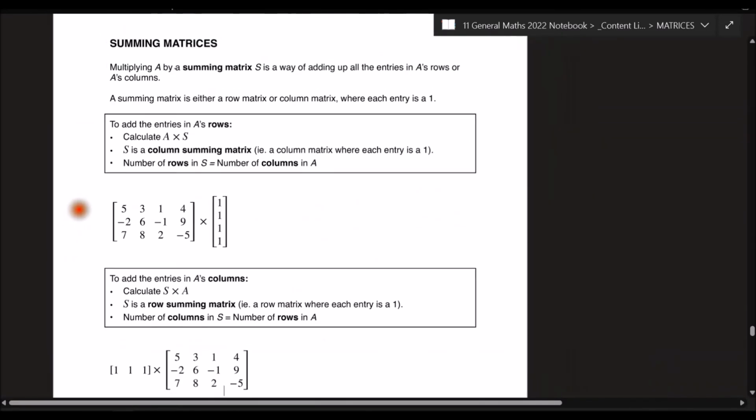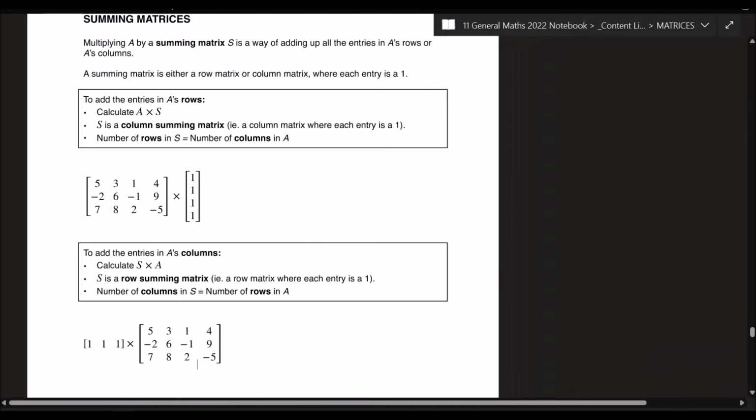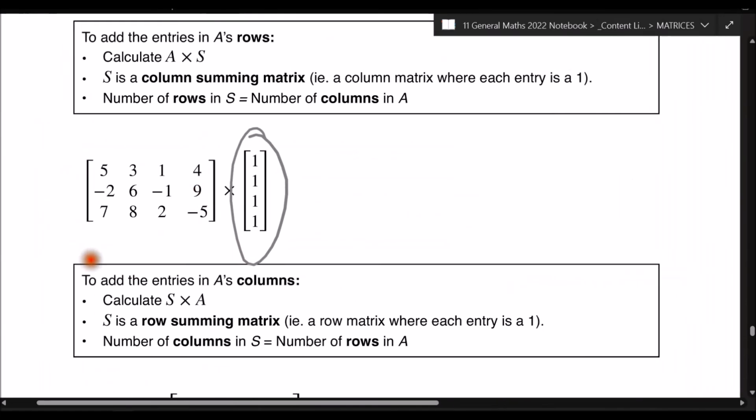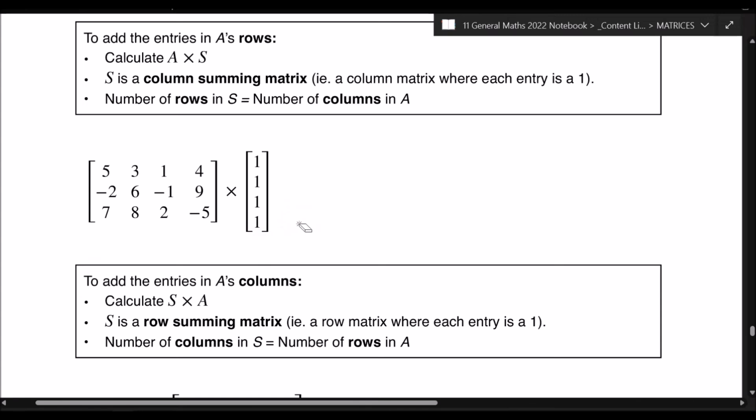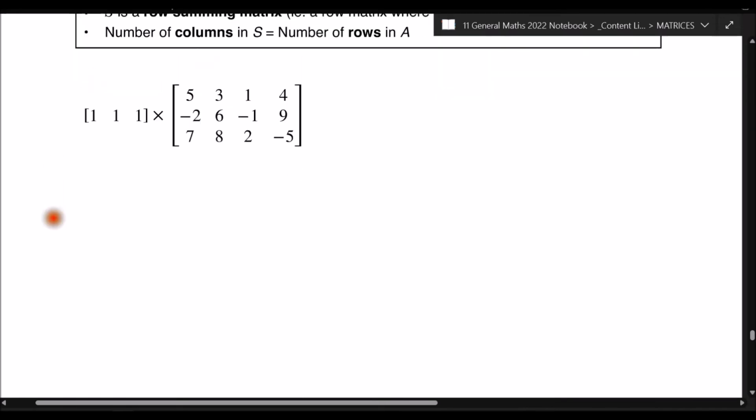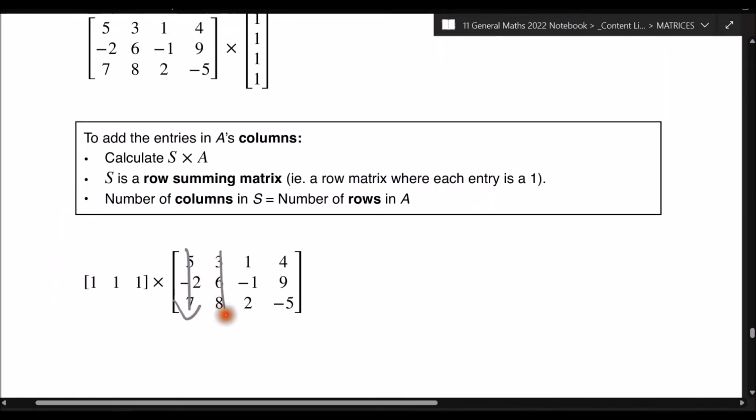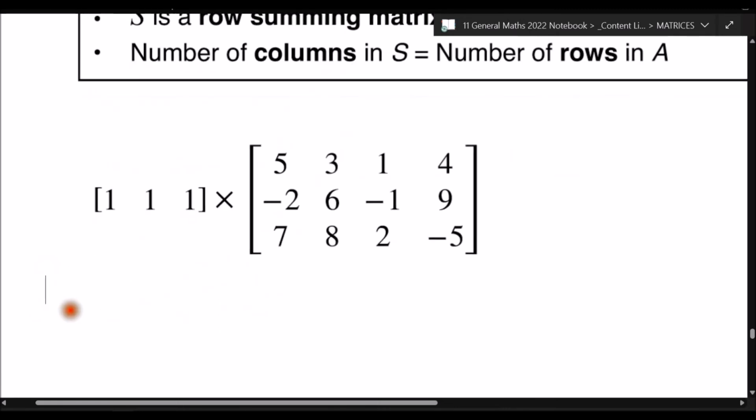So without reading through too much of that information, a column matrix, look at the position of the column matrix. If there's a question that tells you to add up all of the rows, use a column matrix and it goes on the right hand side. If you want to add up all the columns, use a row matrix and it goes on the left side. And again, that's because of the order of the matrices.